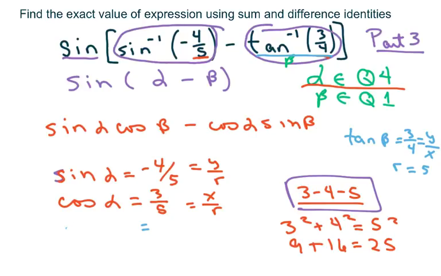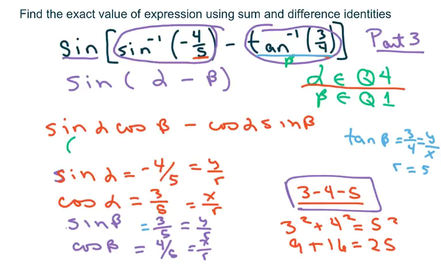So basically we need our sine of beta, and we need our cosine of beta. So sine of beta is going to be my y, which is 3 over 5, and cosine is going to be 4 over 5. So this is going to be your y over r and your x over r. So just keep that straight, and then we're just going to use the formula. Maybe I can squeeze it in here. I know my sine of alpha is -4/5.